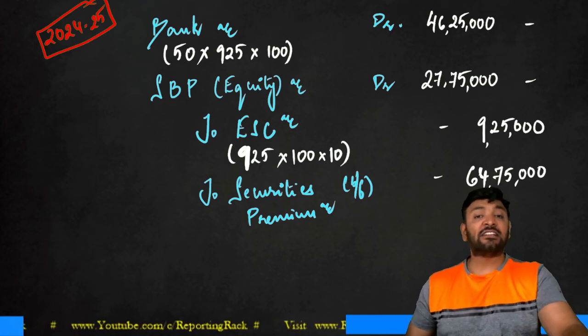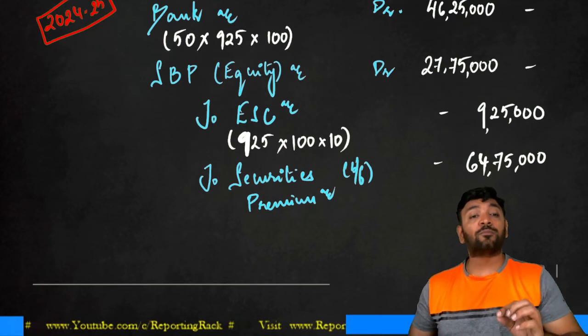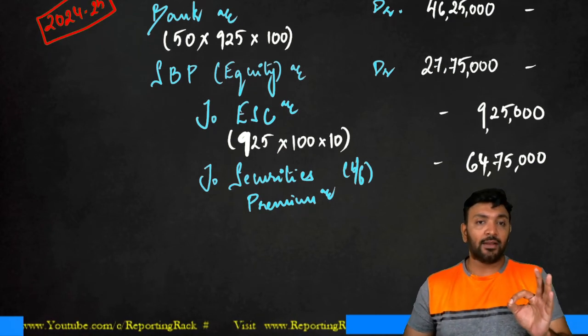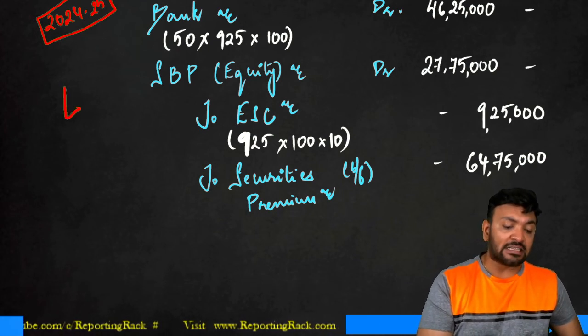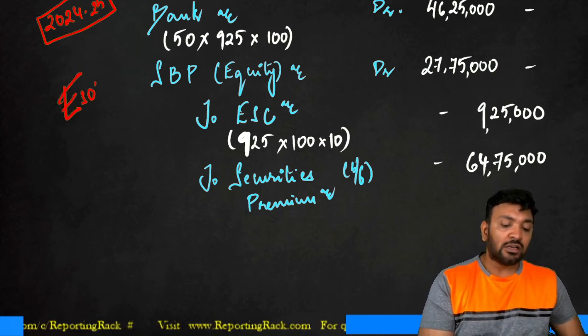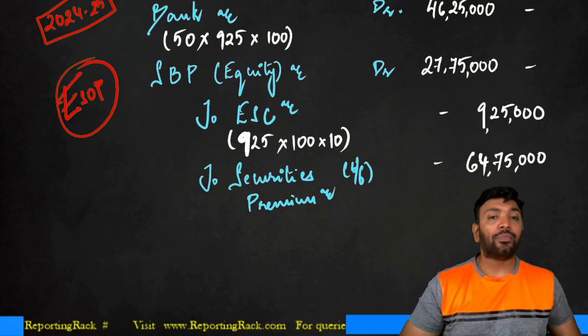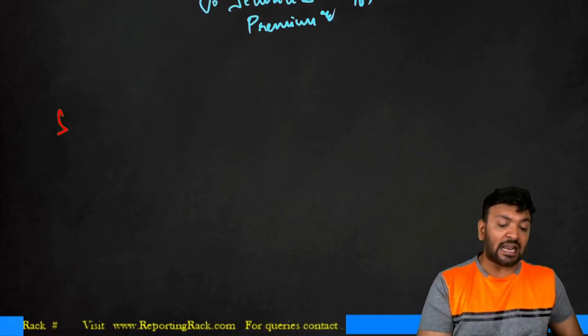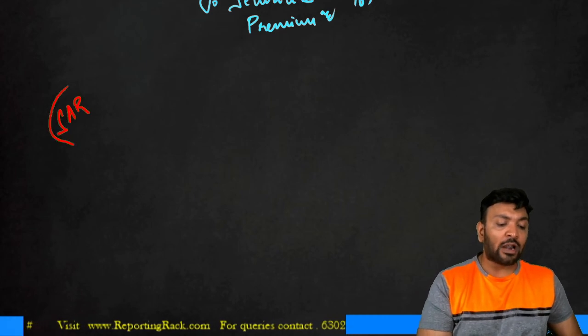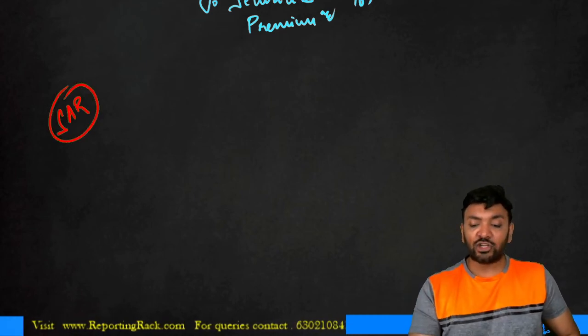This is the entry which I will recognize whenever the options are exercised. But this is only possible when these are considered to be ESOPs, that is equity settled. If I assume that these are not ESOPs, but instead they are SAR, then what will I do? Net cash settlement should happen.